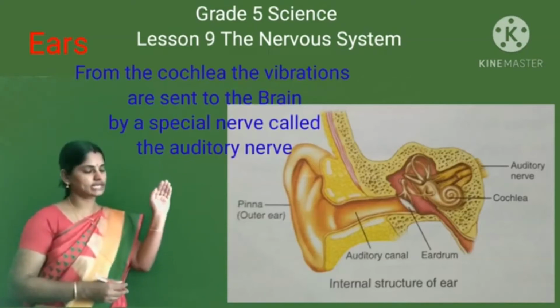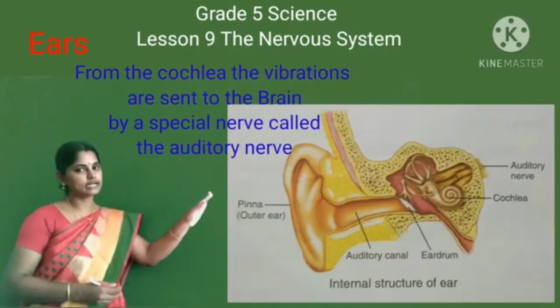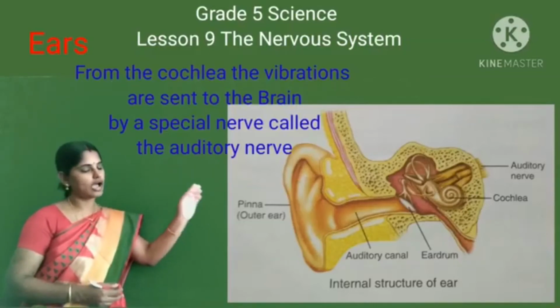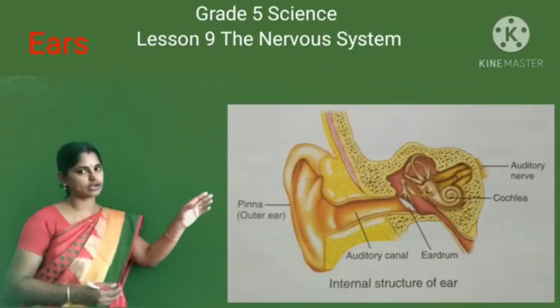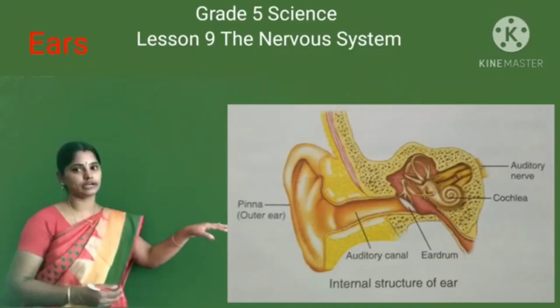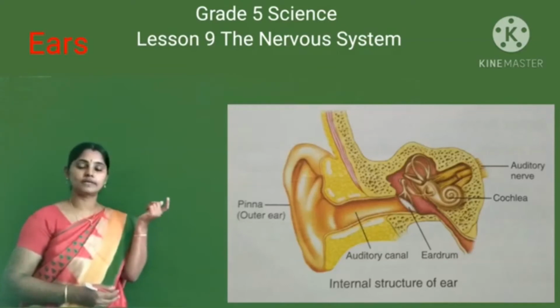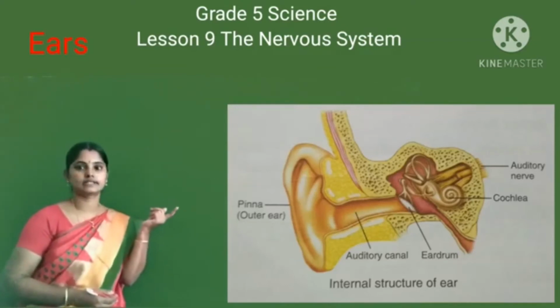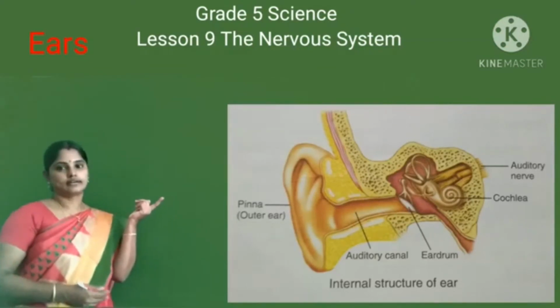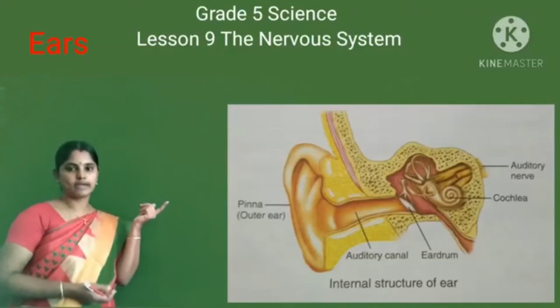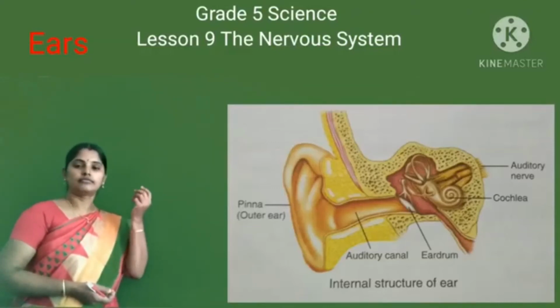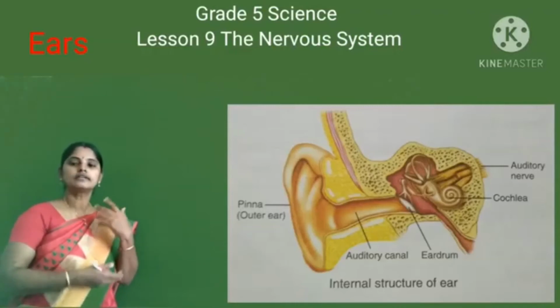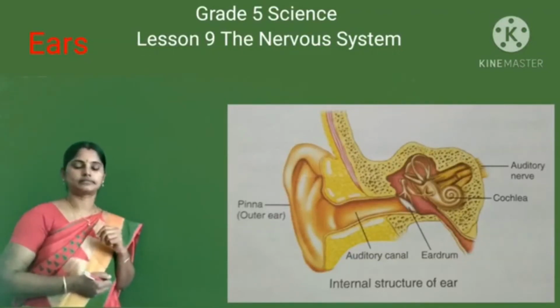Okay, so from the external ear to the middle ear, the auditory canal and eardrum. Then from the eardrum the vibration passes to the cochlea, then from the cochlea to the auditory nerve. Then the auditory nerve carries the message to the brain and the brain says it's thunder, storm, sound. Okay. So like that we are hearing the sounds from our outside world.